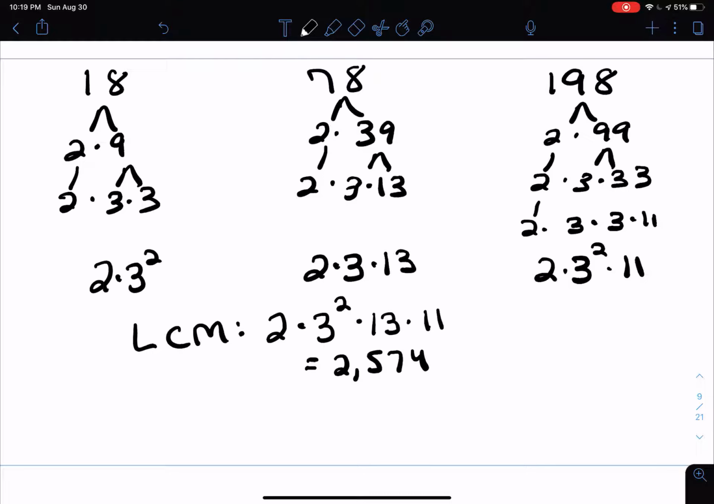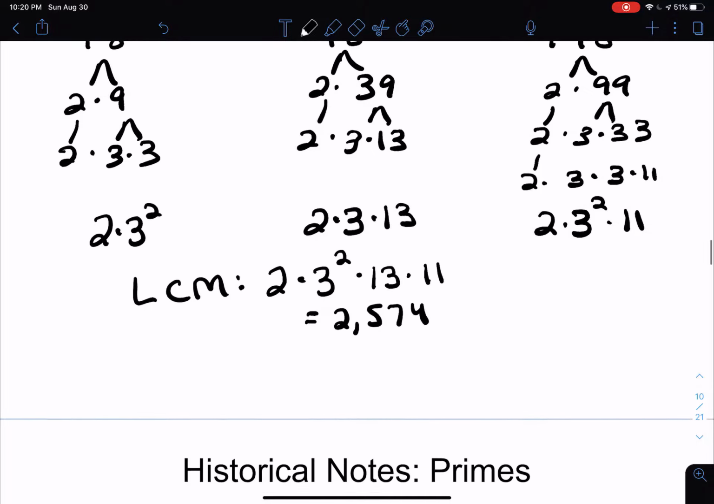So notice that the 13 and 11 got used in the LCM, whereas they did not get used in the GCF, because they weren't in common for the GCF. But the LCM doesn't care. If it's in common, go with the highest exponent. If it's not in common, throw it in there anyway. So there you go. Okay, moving forward.